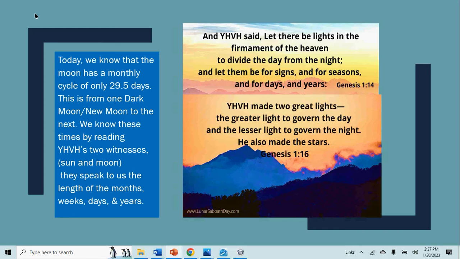And we know these times by reading Yah's 2 witnesses, the sun and the moon. They speak to us the length of the months, weeks, days, and years. And those scriptures are here in Genesis 1. And Yah said, let there be lights in the firmament of the heaven to divide the day from the night, and let them be for signs and for seasons and for days and for years. Genesis 1:14. Genesis 1:16. And Yahweh made 2 great lights, the greater light to govern the day, and the lesser light to govern the night. He also made the stars.